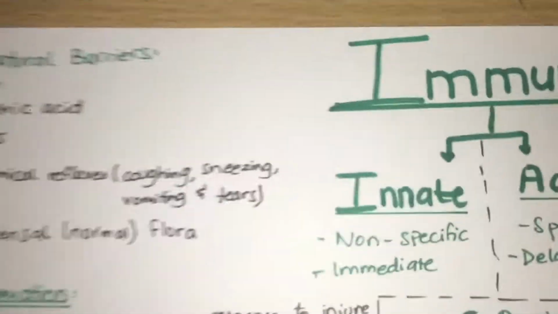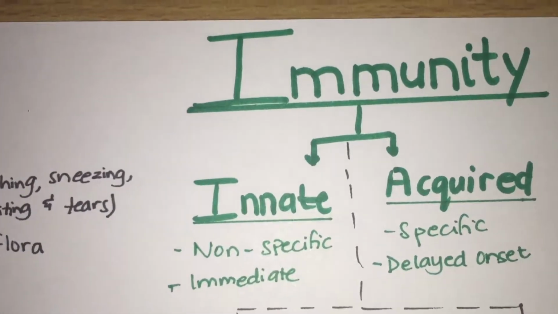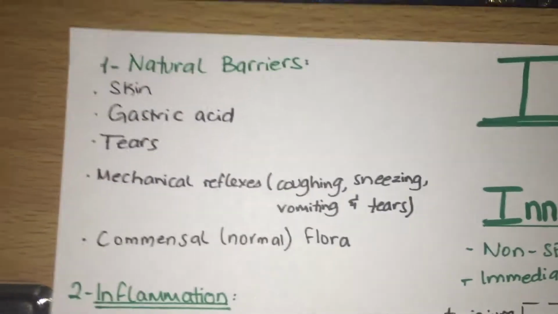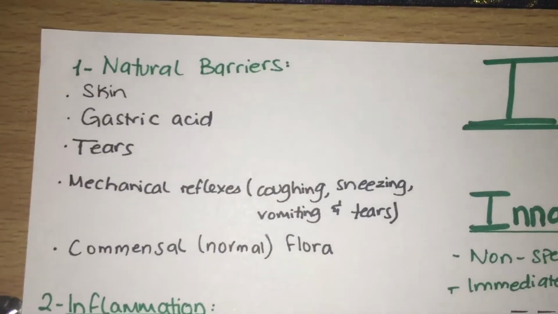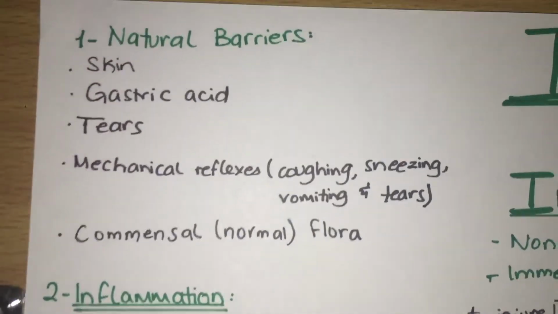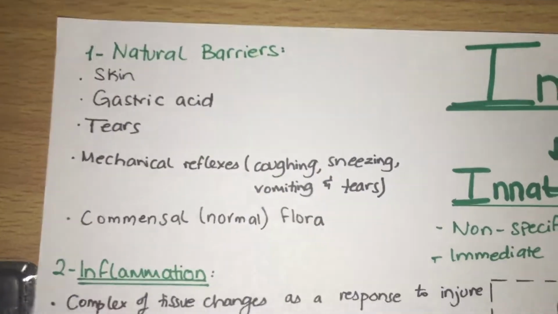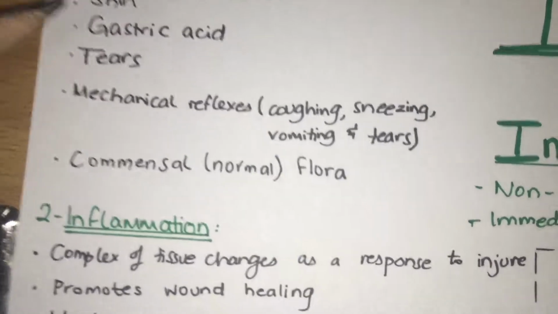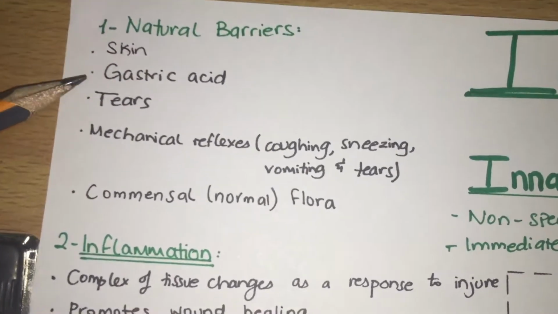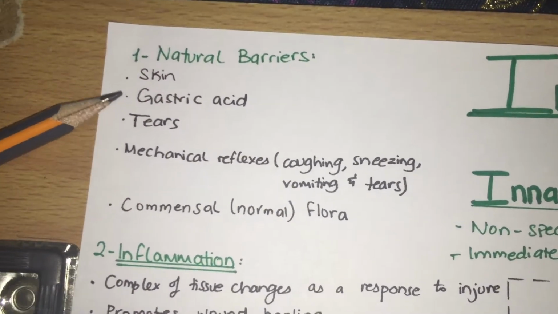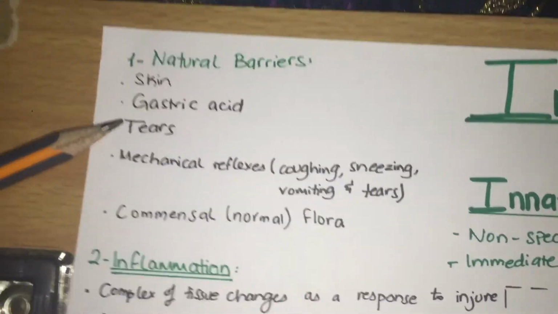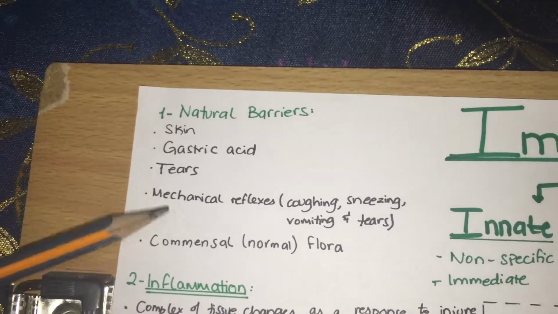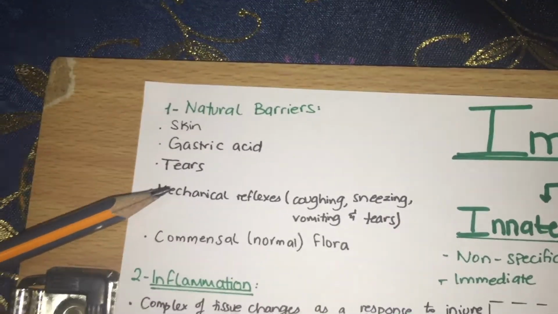With innate immunity, as I said, it's the first line of defense. The first type of innate immunity is natural barriers. These are natural things found in the body that help prevent foreign bodies from entering. First one is skin. Obviously, it's just a barrier. We have gastric acid in the stomach. It usually destroys bacteria and so on. We have tears. We have mechanical reflexes like coughing, sneezing, vomiting, and tearing up.